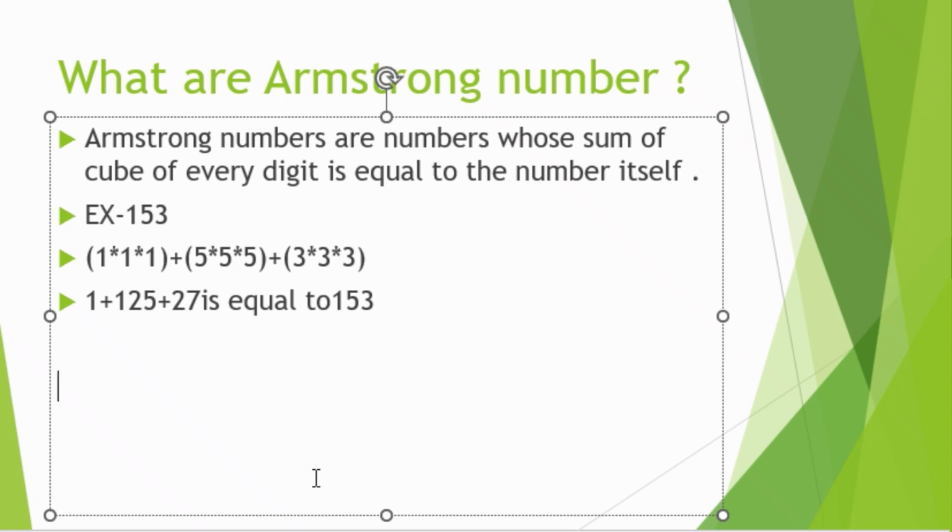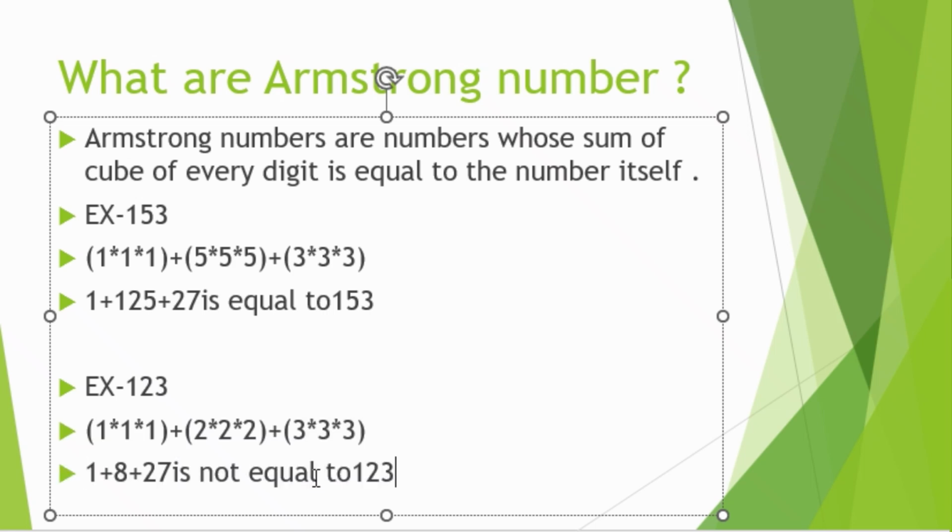Taking another example, 123. We take the cube of 1, 2 and 3, and these cubes are 1, 8 and 27. Adding these three numbers, we are not getting 123. So it is not an Armstrong number.